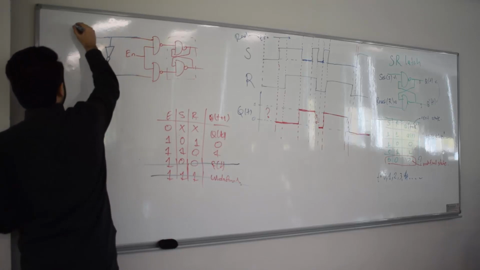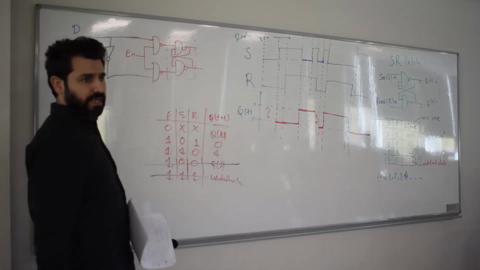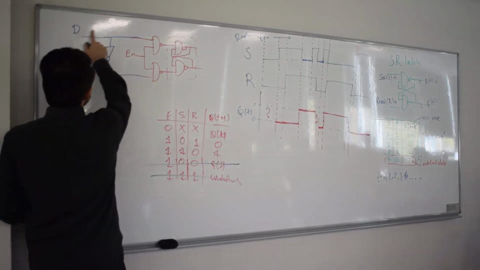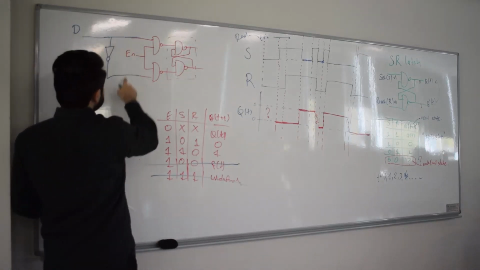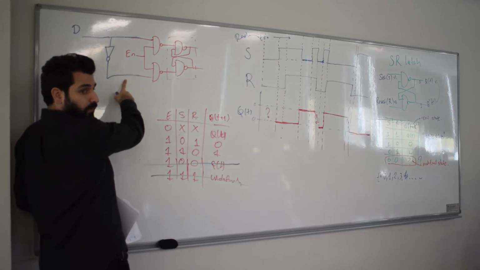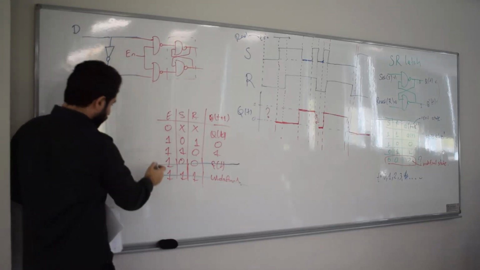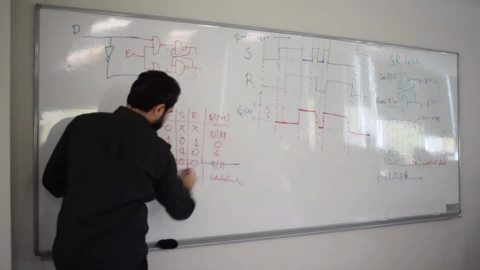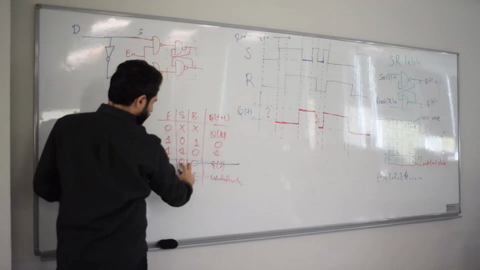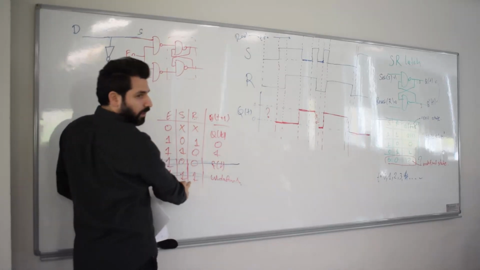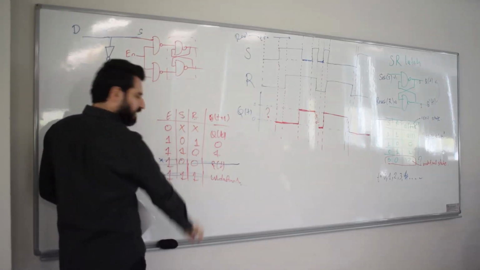So you've got only one input, and I'm going to call it D, okay? Therefore, if D is 0, this has got to be 1. If D is 1, this has got to be 0. Okay? There's no other way. So therefore, you eliminate these two rows, because S and R cannot be 0, 0, cannot be 1, 1. So we completely eliminate these two rows.